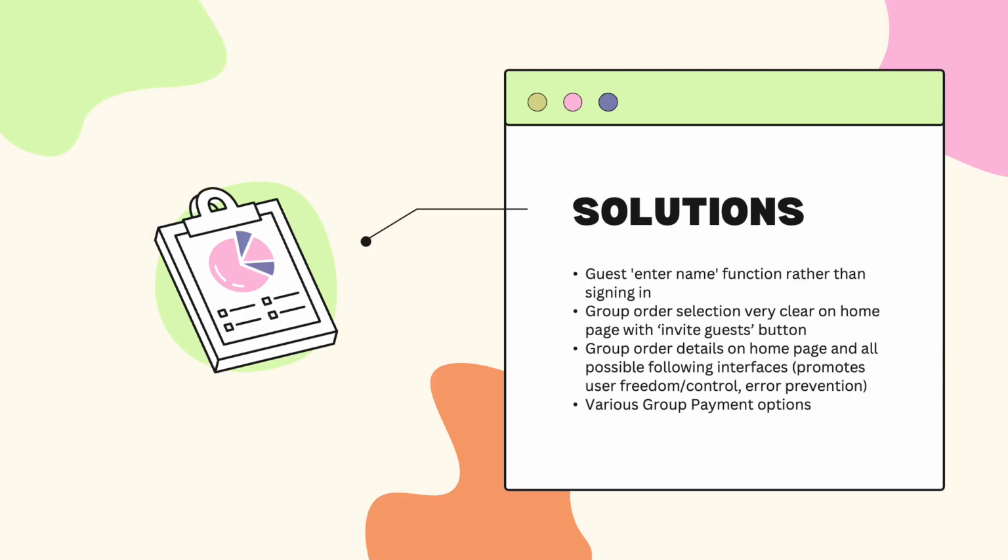My solutions to the aforementioned issues include a guest enter name function rather than signing in, group order selection very clear on home page with invite guest button, group order details on home page and all possible following interfaces. This promotes user freedom and control and error prevention, and various group payment options.